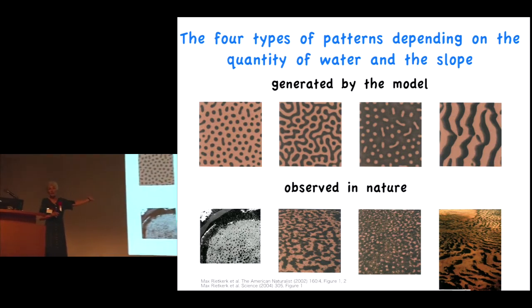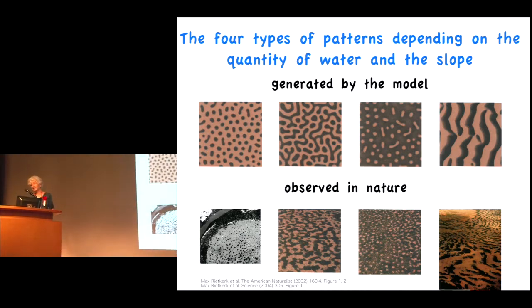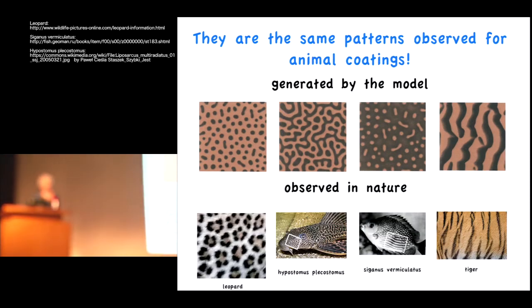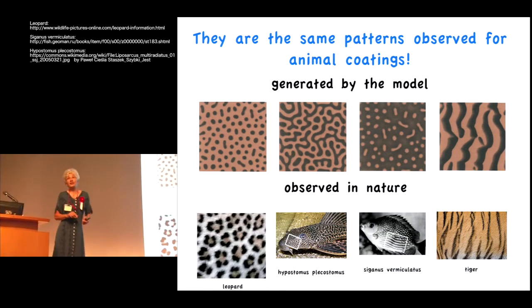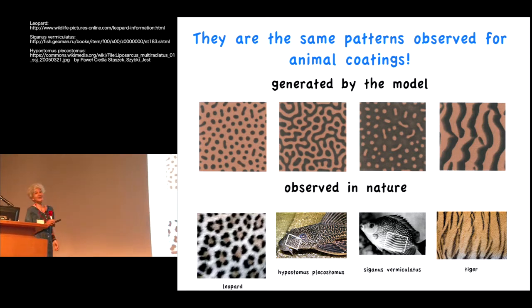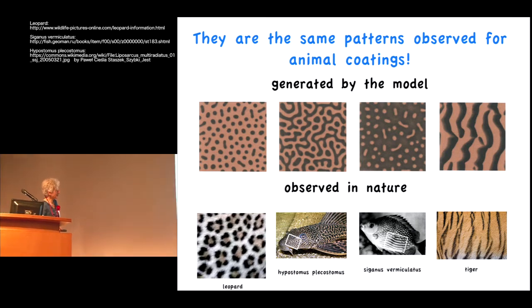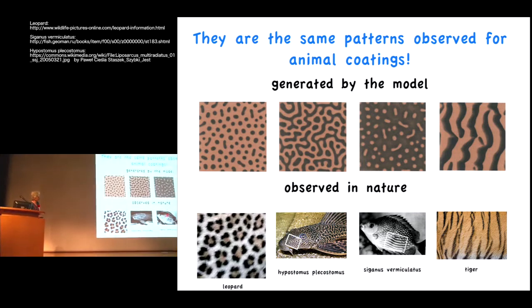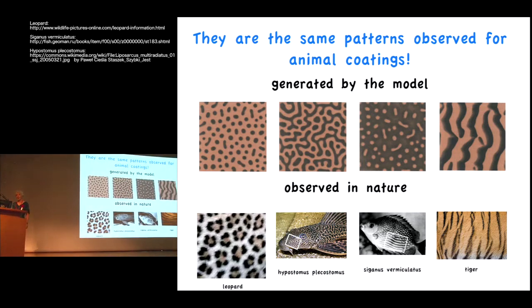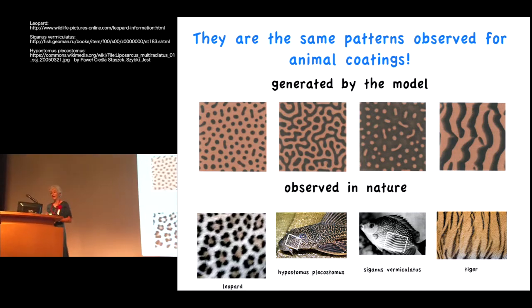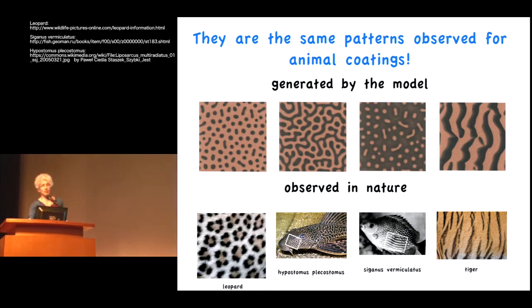So we have a model, and it explains what we see in nature. And I told you that the model is universal. In fact, a similar model could explain the patterns in animal coatings. So you have the 4 patterns predicted by the model, and then you can see the spots in the leopard, the labyrinths in this animal, the gaps here, and the tiger has the stripes. So the same model you see in many places in nature.